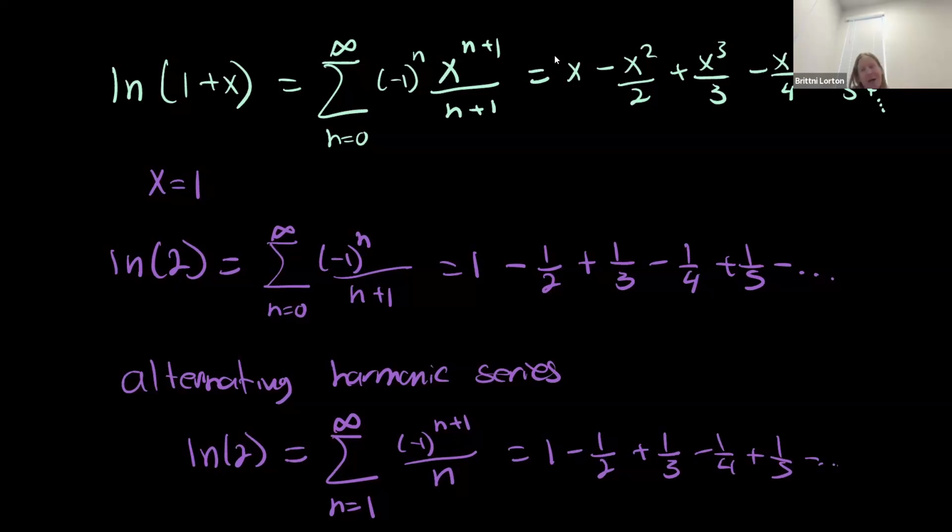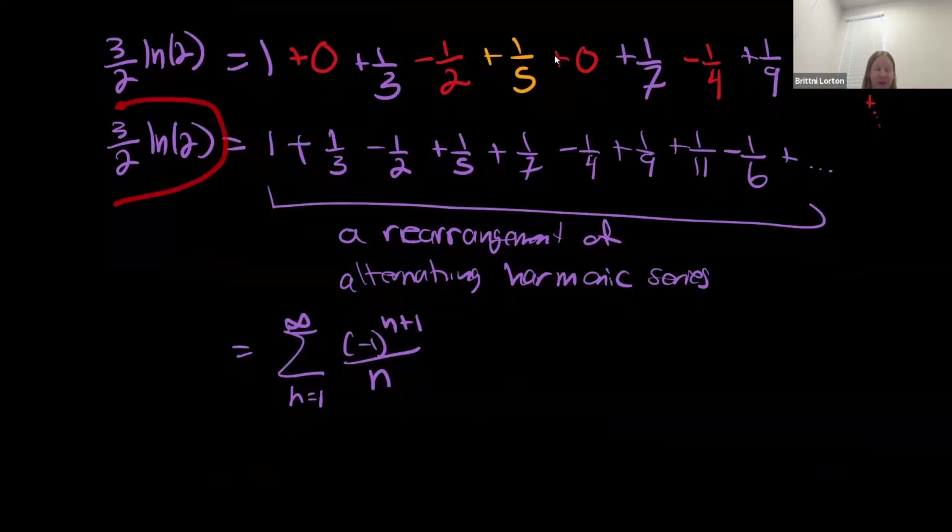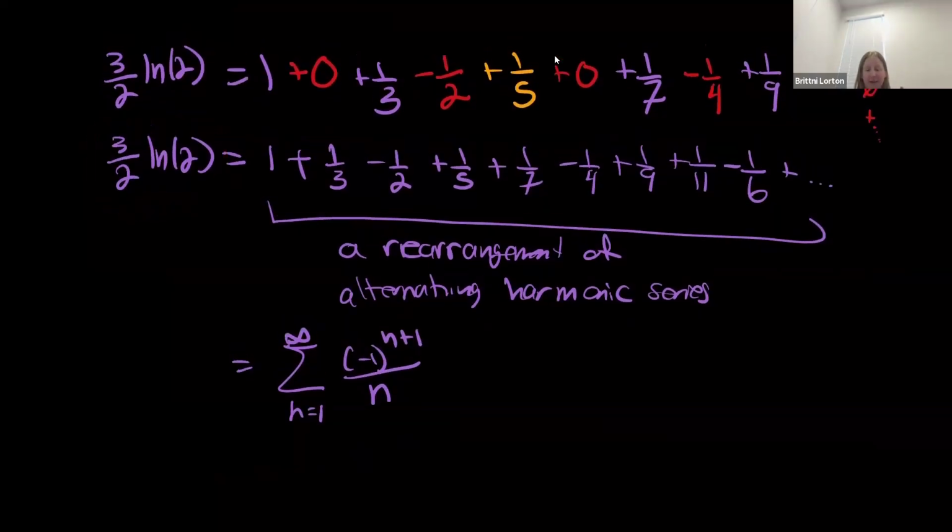All right, so it's kind of cool. Now we have two different values for the alternating harmonic series. That does not mean that ln of 2 equals 3/2 ln of 2. That's not true. This is an infinitely large series that is conditionally convergent, so a rearrangement changes the value, and so I ended up with a different value for that alternating harmonic series.